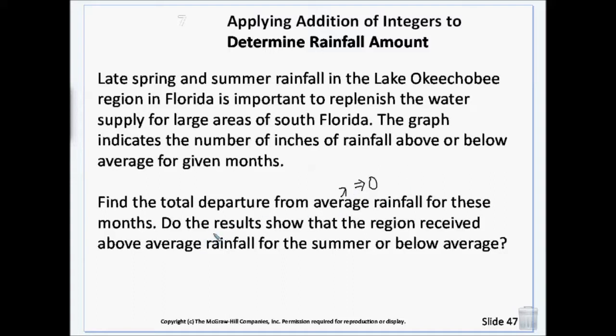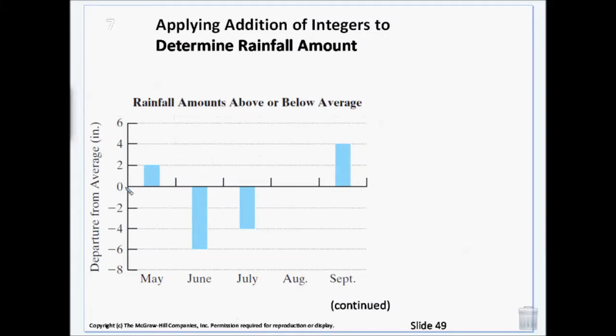Okay, for those months. So do the results show that we received above average rainfall or below average? So we're going to come back to our graph. So here's our average at 0, and departure from average are the positives and negatives. So here we have a plus 2, and here we have a minus 6. Here we have a minus 4. August we were exactly on average. And then September we have a plus 4. So far so good?